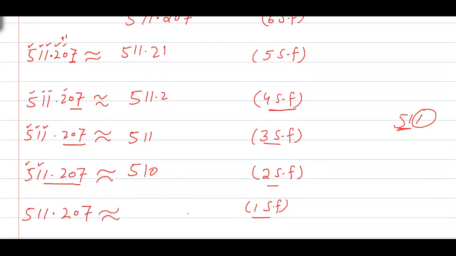511.207, and we are going to round this one to 1 significant figure. Now for rounding this to 1 significant figure, this is the first significant figure. So I have to leave all of these, but the next digit is just 1, so there will be no effect. It will be just 5. Okay. But 5 and 511 are a huge difference.